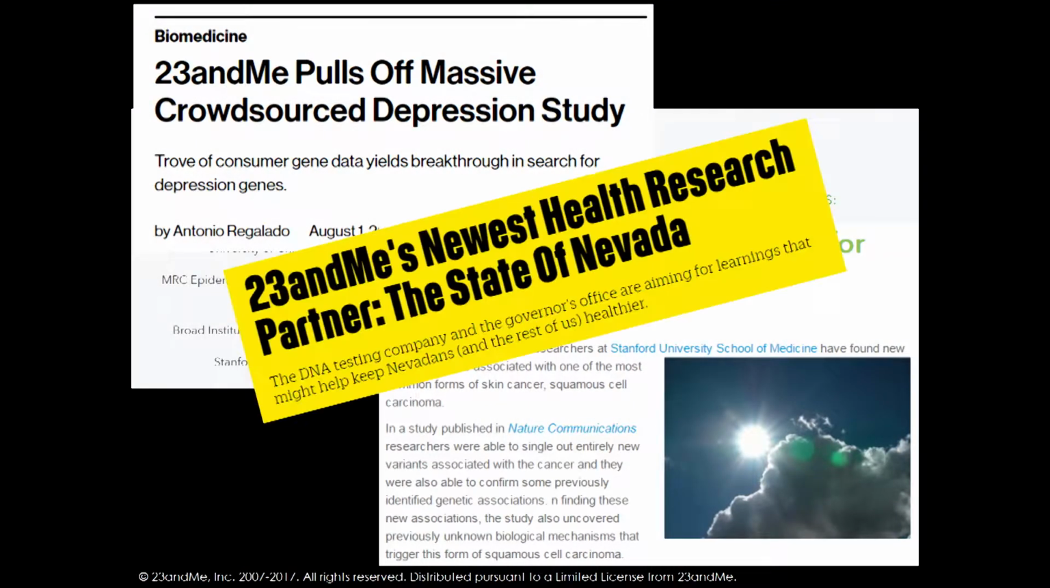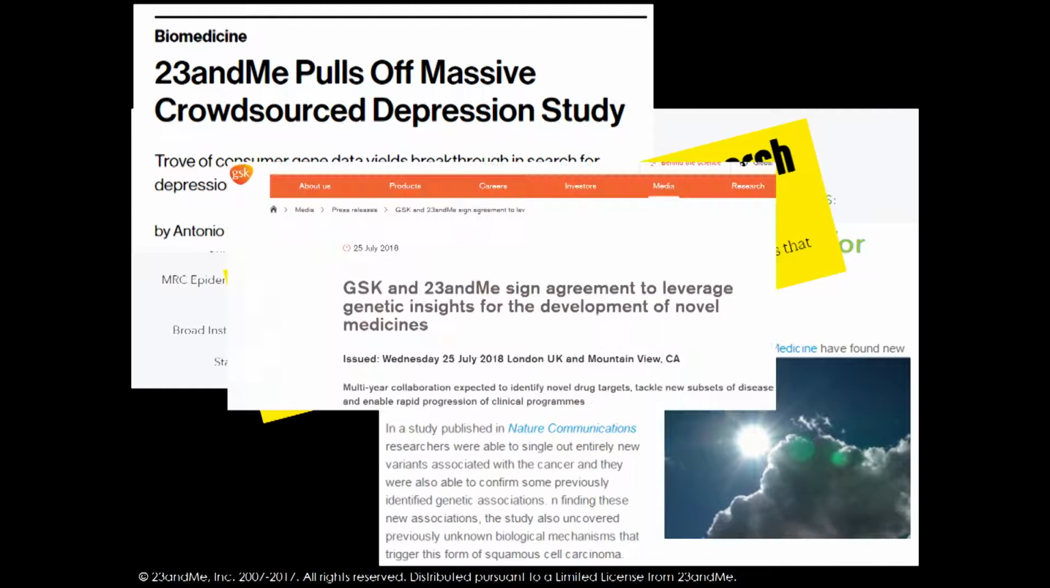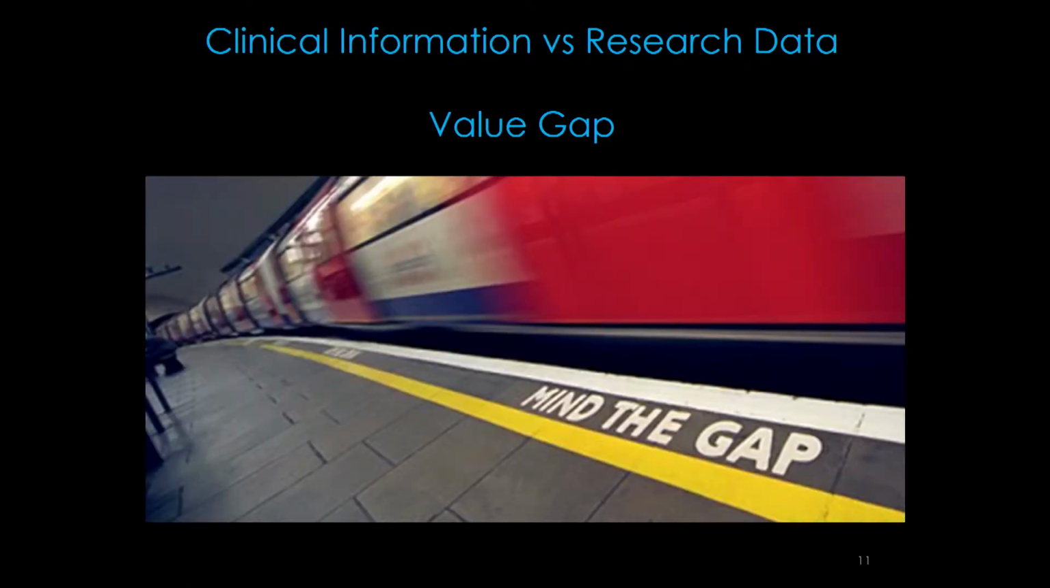This data makes them an extraordinarily valuable collaborator for things like private industry, for places like NGOs, and for academic researchers like myself. So here are just some examples of the amazing research that they have honestly enabled since they got started. And they've partnered with the government, they've partnered with academic institutions, and they've also partnered with private industry and sold access to their data for millions of dollars.